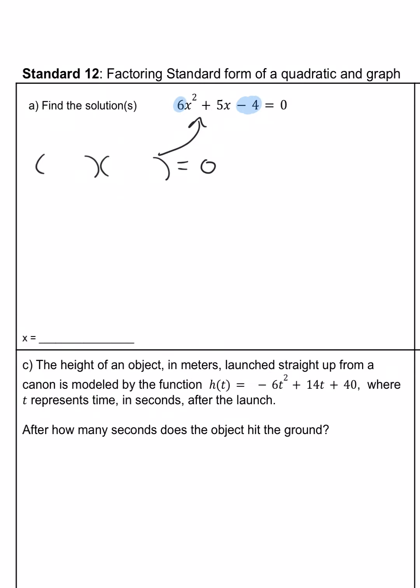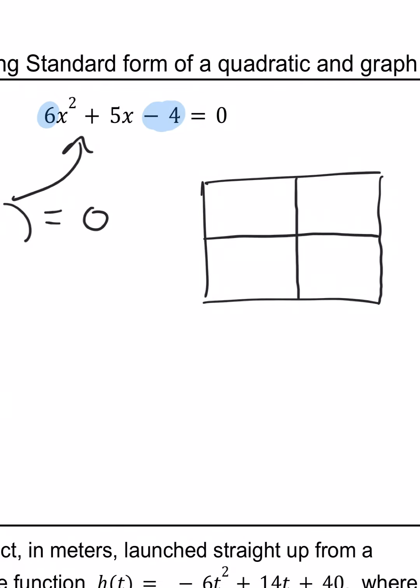We want to use an area model. We're going to factor by using that area model. And what this helps us do is find the 2 expressions that multiply to create this trinomial. What we know is that 6x squared and -4 go in these 2 sections. But the question is, what do we put in this box here and this box here? Now what we want to do is we want to create 5x somehow.